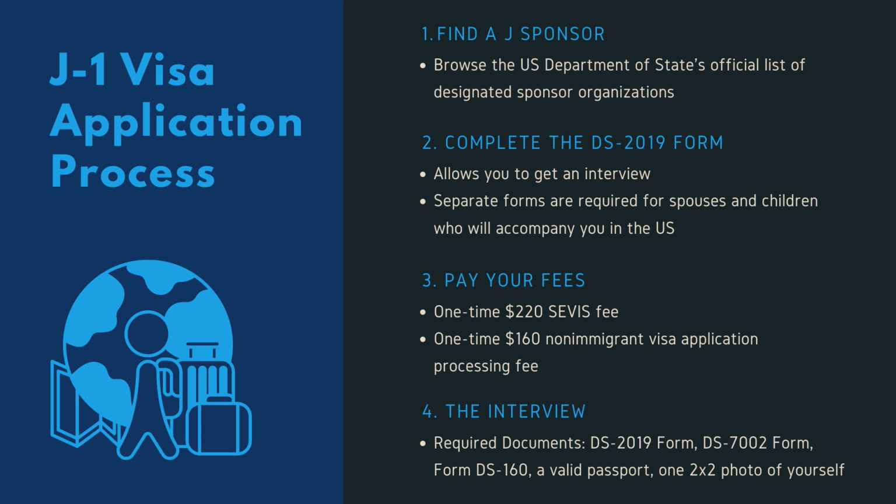After completing your DS 2019 form or forms, you will need to pay your fees. The first required fee is the SEVIS fee, which is a one-time payment of $220. It is important to note that this fee may be included in your fees to your sponsoring organization, so check with your sponsor to determine whether you or they will pay the fee. The second required fee is the non-immigrant visa application processing fee, which is a one-time payment of $160.